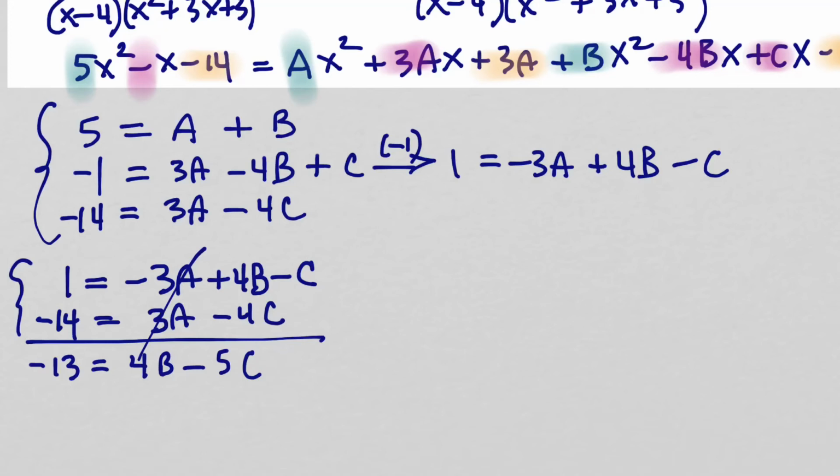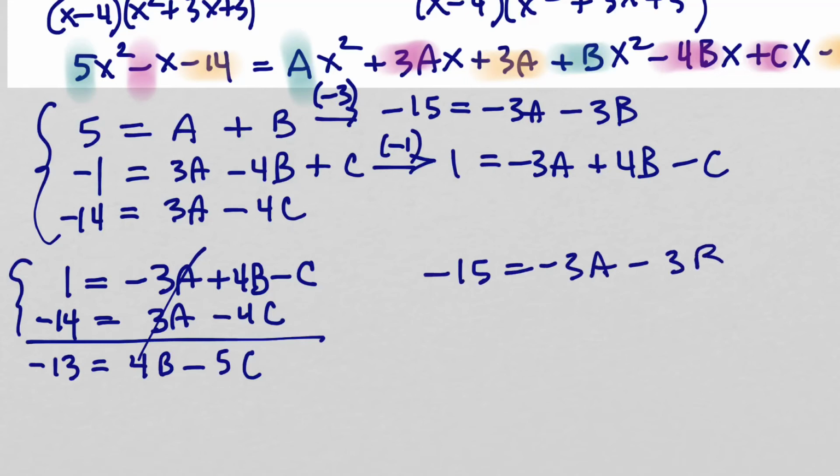Now let's go ahead and use the first two equations to eliminate the a in this equation, and then we can solve for b and c using the two equations that we come up with. So that would mean I would multiply this equation by -3, and then I'd get -15 is equal to -3a minus 3b. All right, so I'm going to write that equation down. And I'm going to write the second equation down. And I'm going to solve these two.